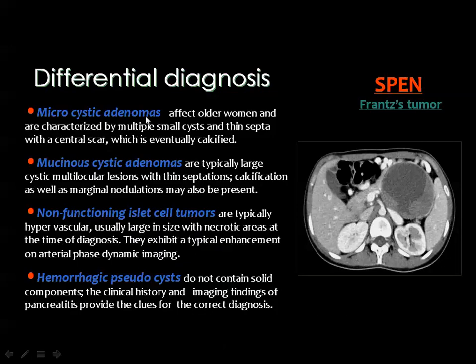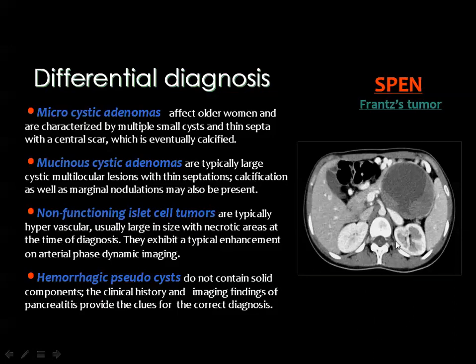Of course, you remember that the microcystic adenoma presents with multiple small cysts, and you get some septation and some calcification inside, and it's usually seen in an older age group. The mucinous cystadenomas are typically large, multilocular, they contain septations, and they may show calcification. But a solid component in the tumor will indicate that this is a malignant type of tumor.